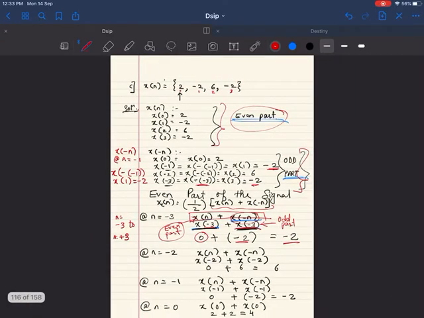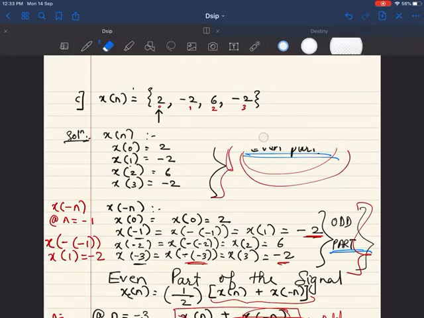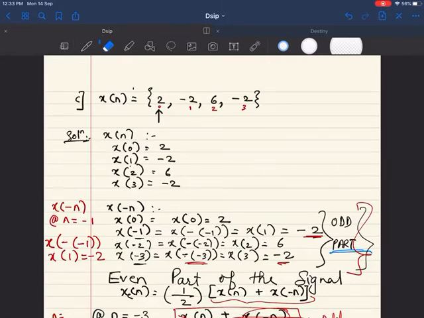The third type of numerical that we see is where we are given a sequence for x of n. So x of n in the question is given as 2, minus 2, 6, minus 2. Okay, so my x of 0 is 2, x of 1 is minus 2, x of 2 is 6, and x of 3 is minus 2. This is nothing but x of n. Just write it down again. This is called as the even part of the signal.